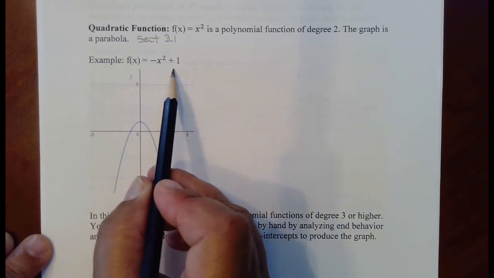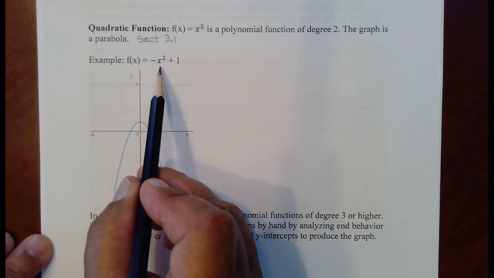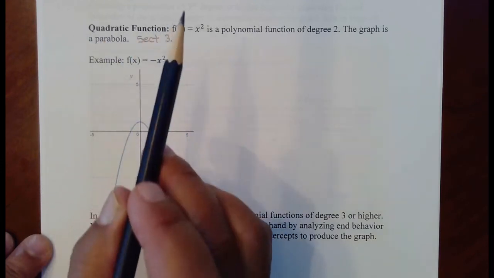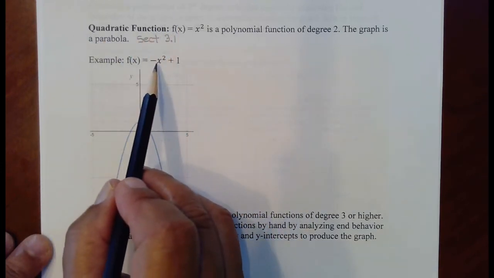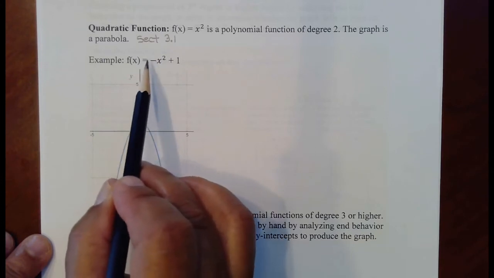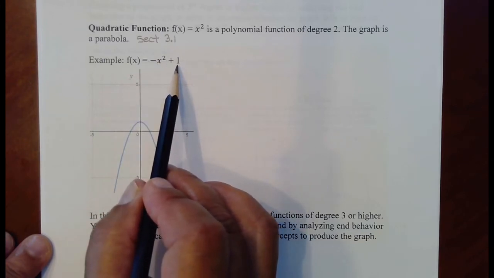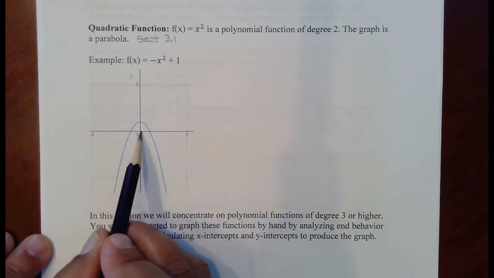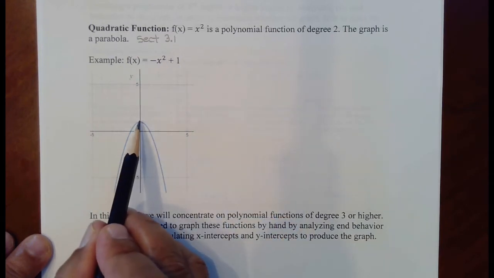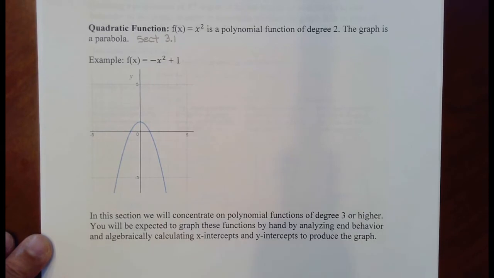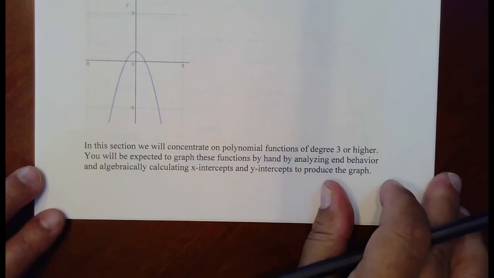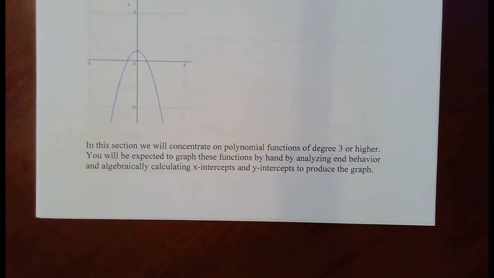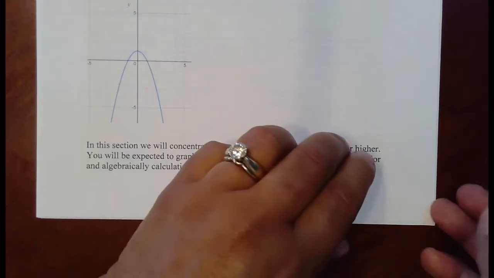The name for that is a quadratic function. So this is a quadratic function that opens upside down, as you saw in section 3.1. It has a vertical shift of 1. So instead of starting right here at 0, it's lifted up 1 unit and it opens upside down. So as I said, in this section, we're going to concentrate on polynomial functions of degree 3 or higher and go through all the skills needed to graph by hand.